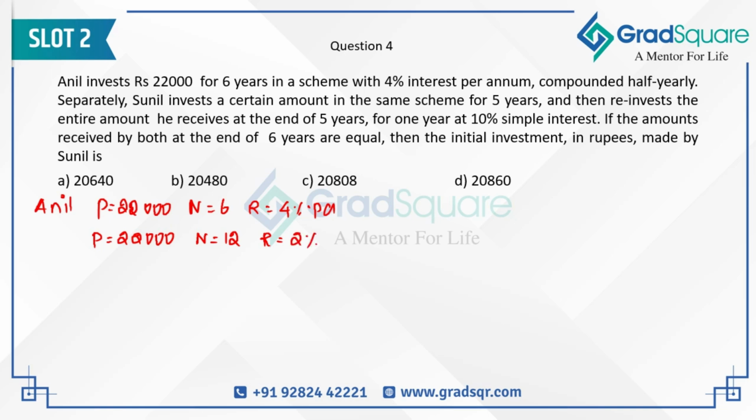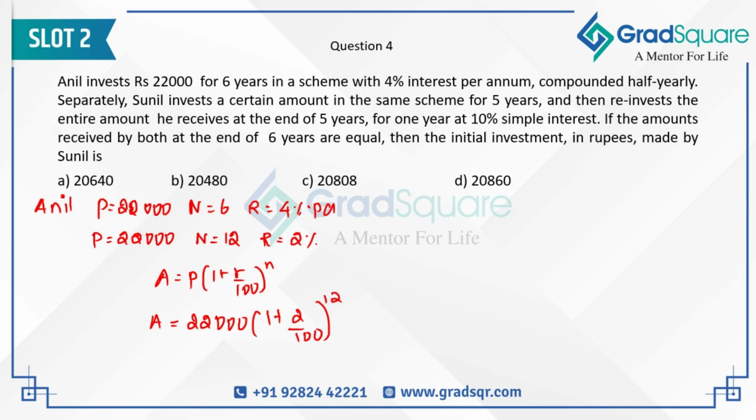So that means the total amount that is going to be received by Anil at the end of the 6th year is going to be how much? A equal to P into 1 plus R by 100 to the power n. That is, amount will be 22,000 into 1 plus 2 by 100 to the power 12.